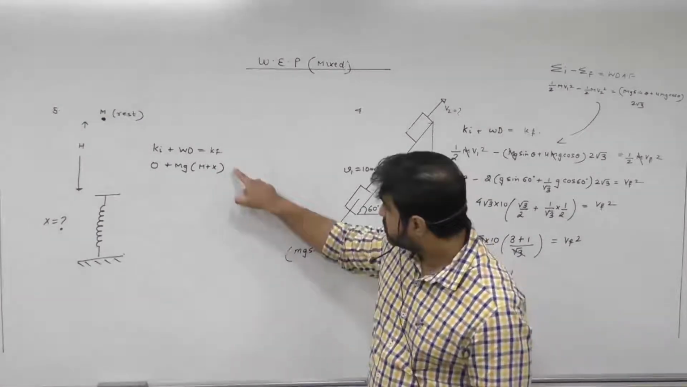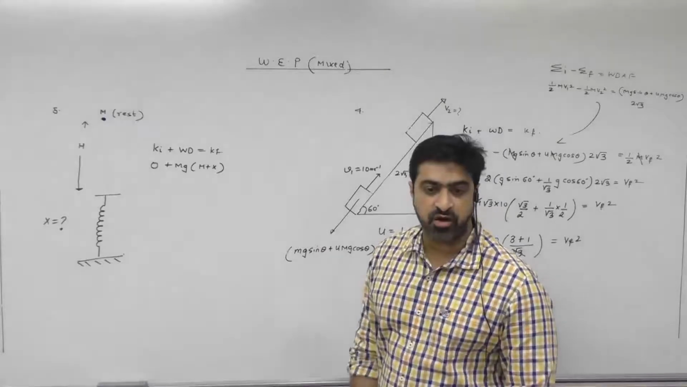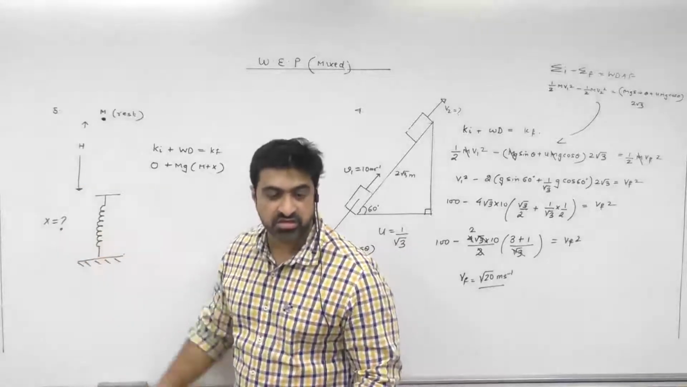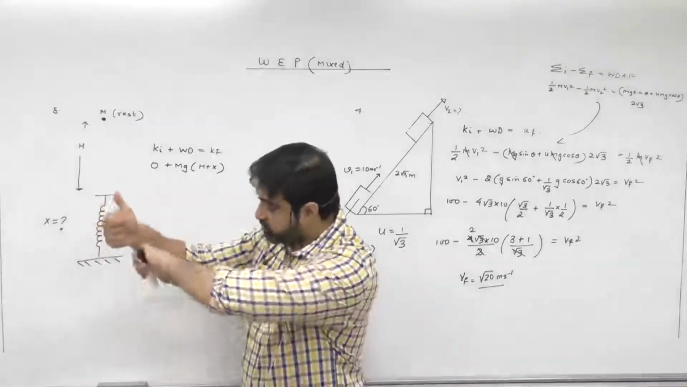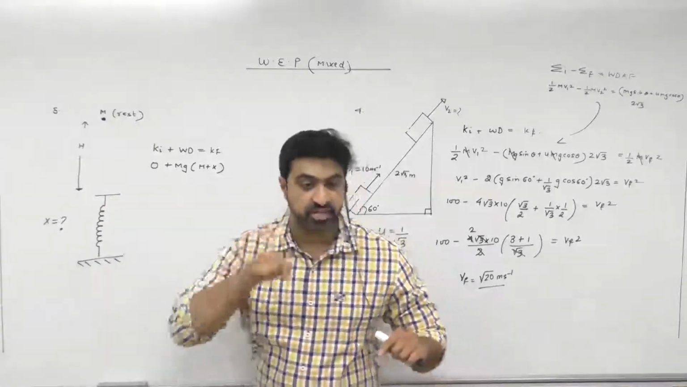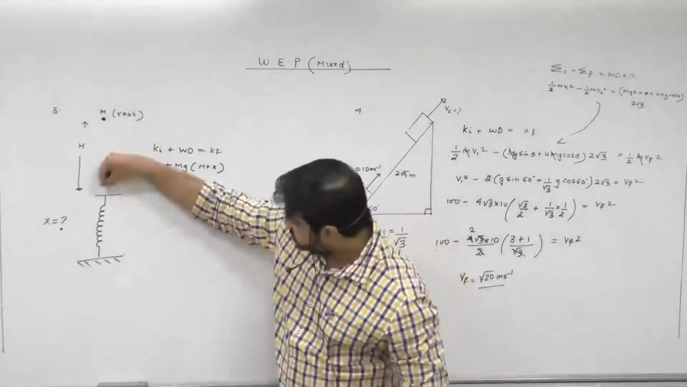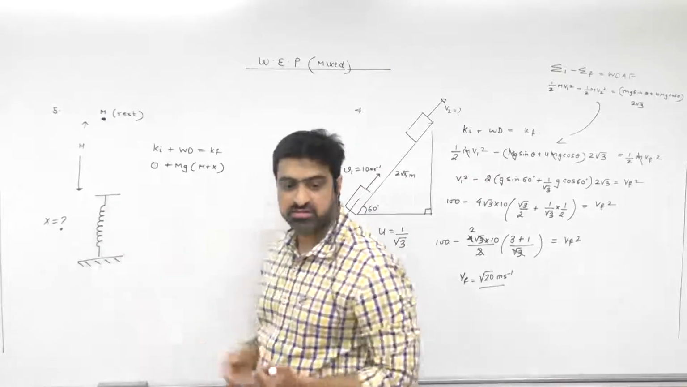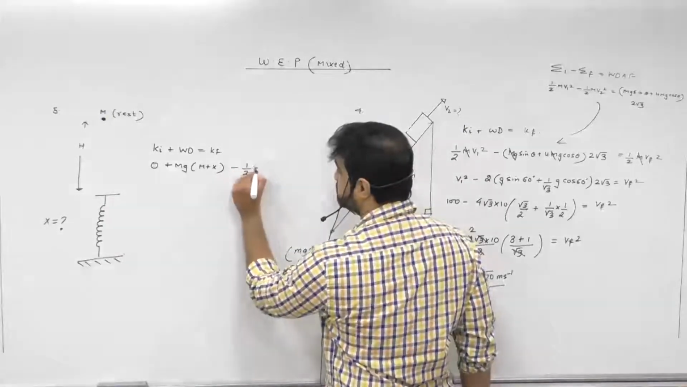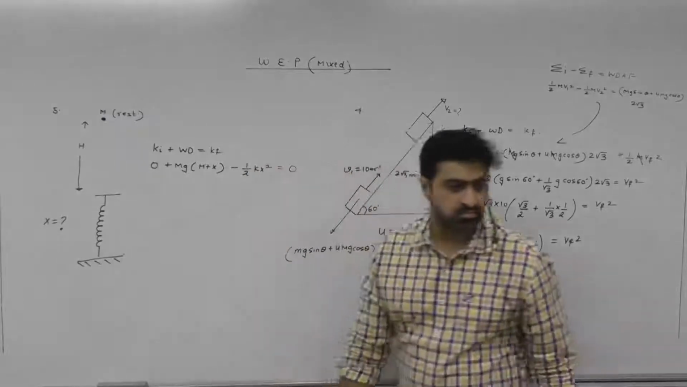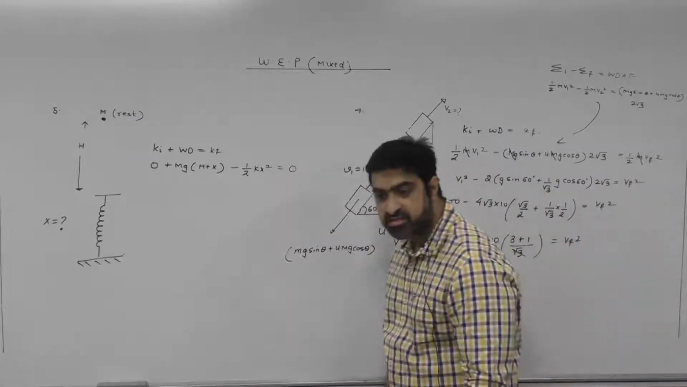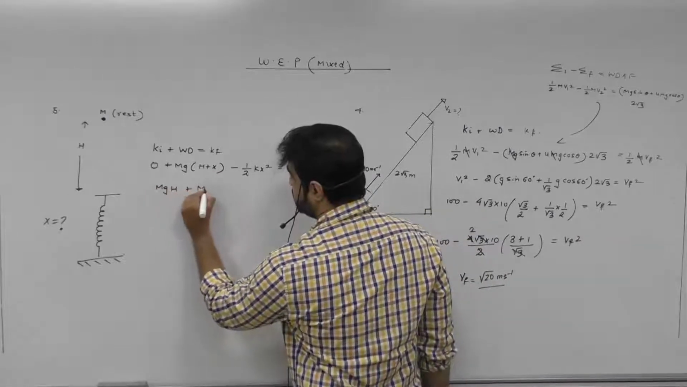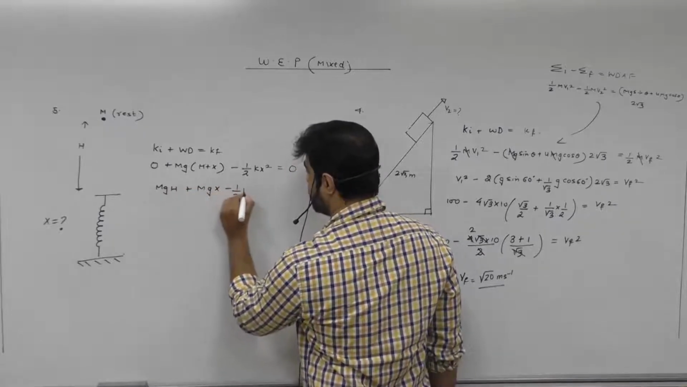Look over here. Spring work done is also there. How is the spring going? Down. Where is the displacement of the spring? Down. Where is the restoring force in the spring? Up. Work done will be negative. Look again, brother. Displacement down, but where is the restoring force on the spring? Up. So F and X, it will be minus half kx square. And finally it will stop. Getting it? Everyone? So this is going to become mgh plus mgx minus half kx square.